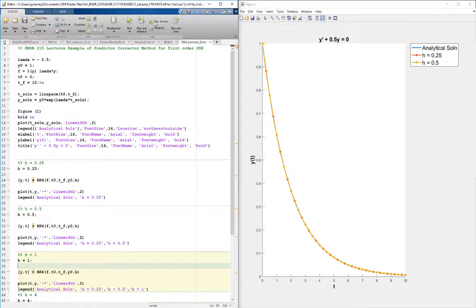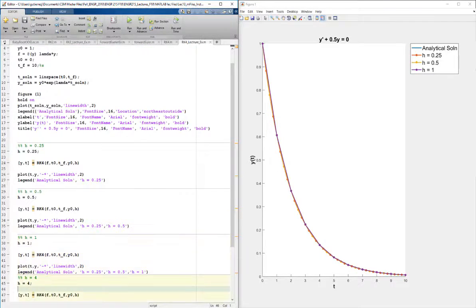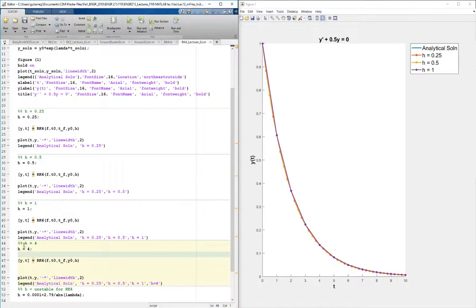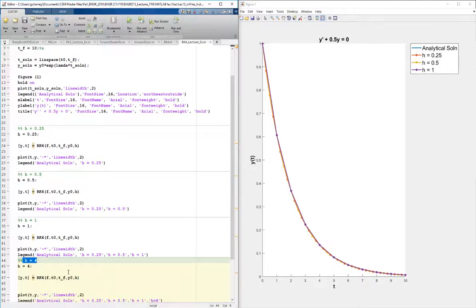I continue to step my time step up, and we still have quite an accurate solution, and I'll go ahead and step it up to 4. Now remember that when I said h is equal to 4, that was right on the limit of stability for our forward Euler method, and actually for RK2. So if I run this, you'll see that while the error is large, because we have quite a large time step, I'm actually not unstable. So I'm still a stable method.